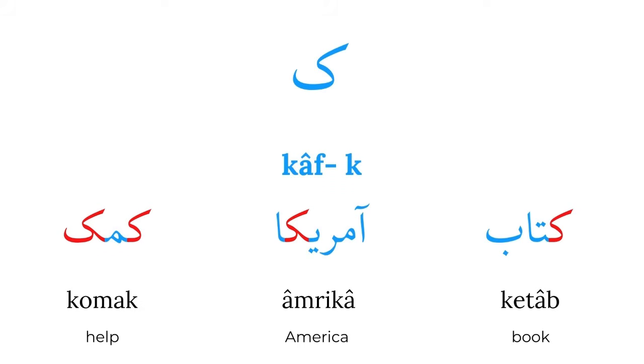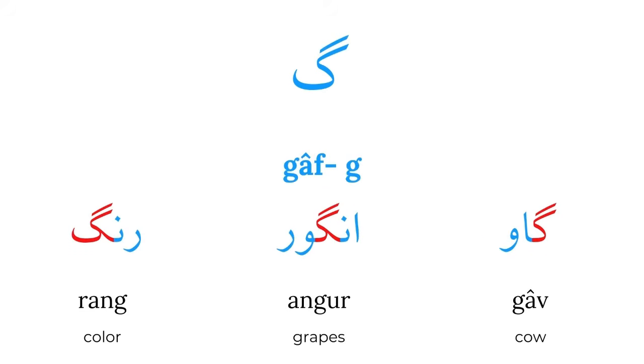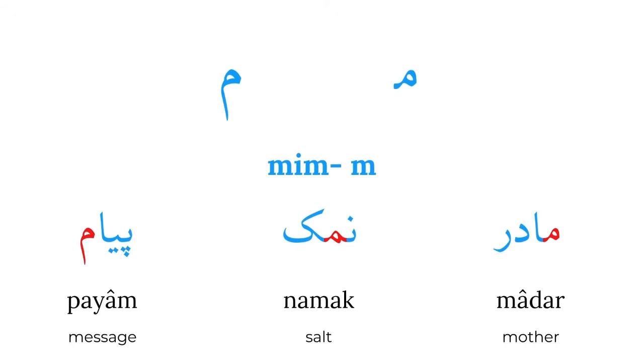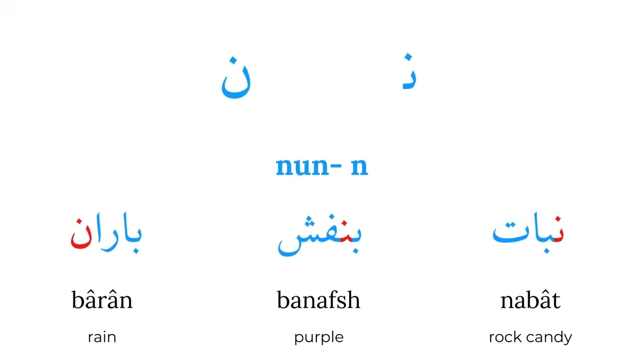کاف. کتاب. آمریکا. کمک. گاف. گاو. انگور. رنگ. لام. لباس. بلبل. گل. میم. مادر. نمک. پیام. نون. نبات. بنفش. باران.